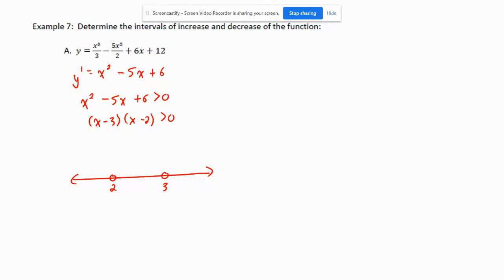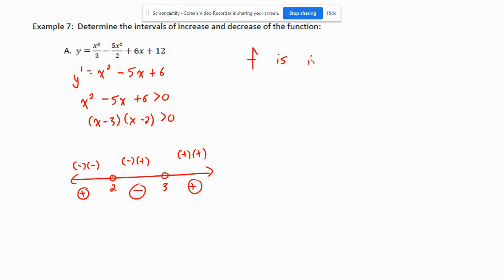And now let's do our number line analysis. If I take a number less than 2, I get a negative times a negative, which is positive. Say 2.5 is going to be a negative times a positive, which is negative. Say 4 is positive, positive, which is positive.